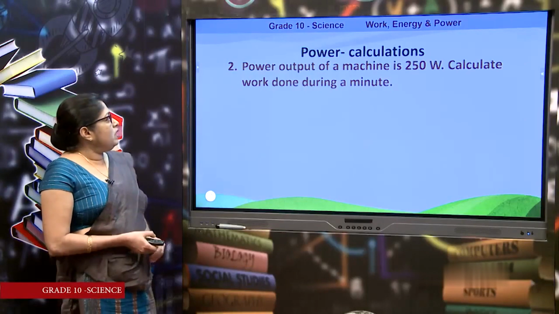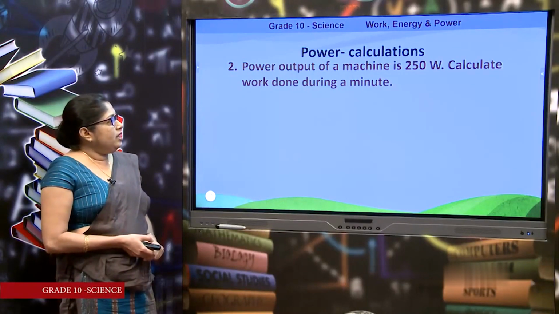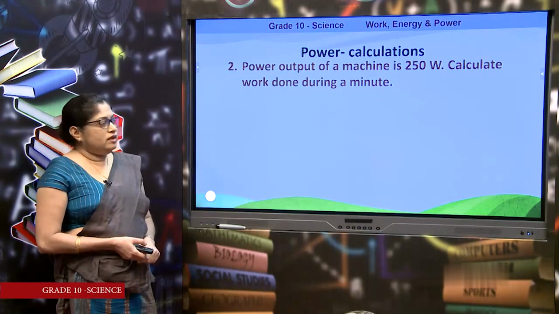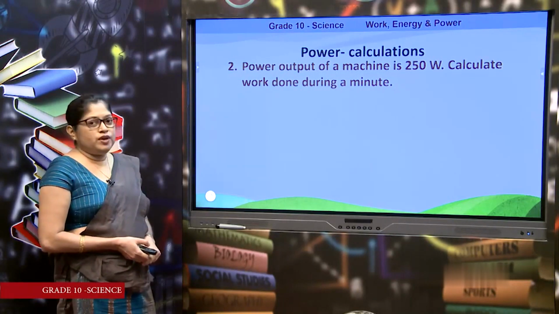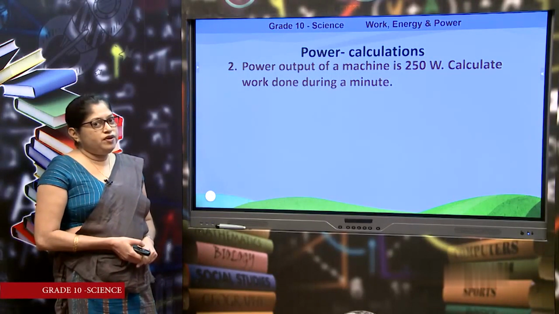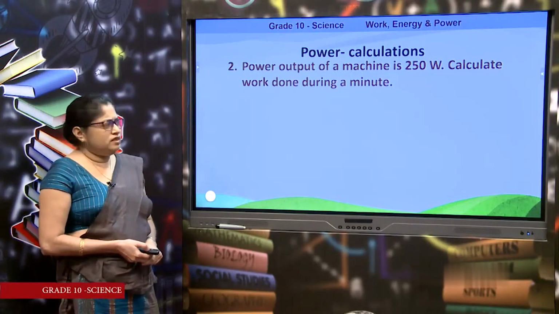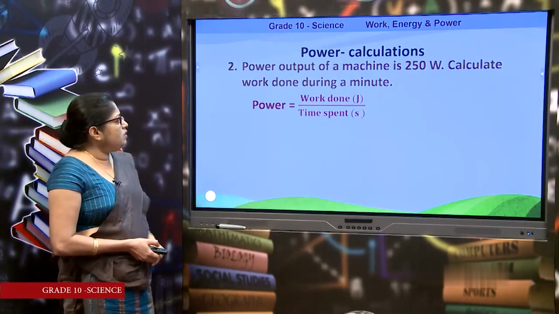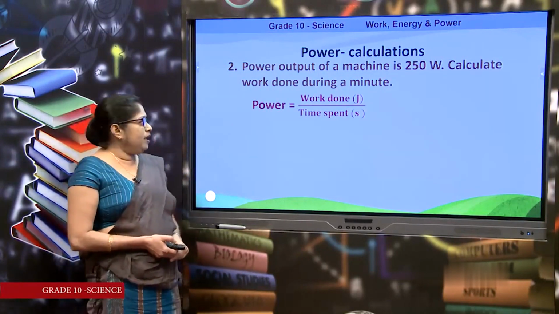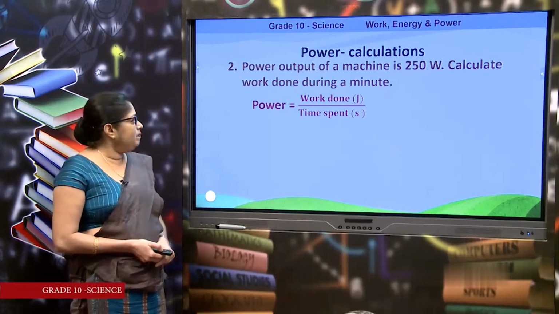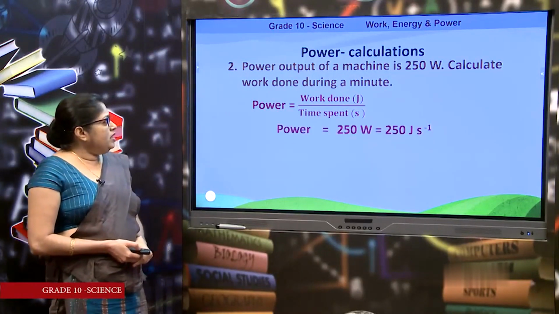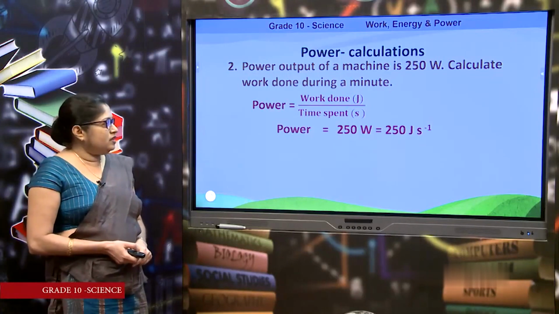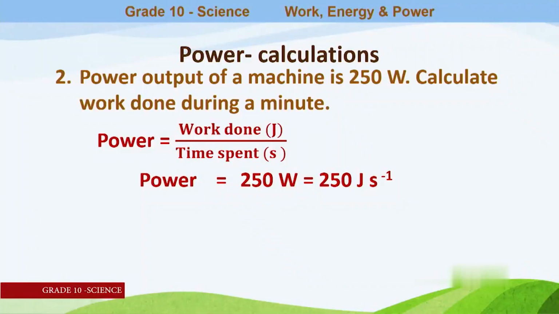Second sum, power output of a machine is 250 watts. Calculate the work done during a minute. So this is a little bit different from the previous one. Let's do this. Power equals work done divided by time spent, so that you can apply values here. Power is 250 watts, that is work done in a second. So you are asked to calculate work done during a minute, that is work done during 60 seconds.